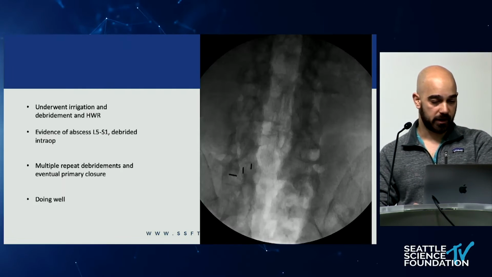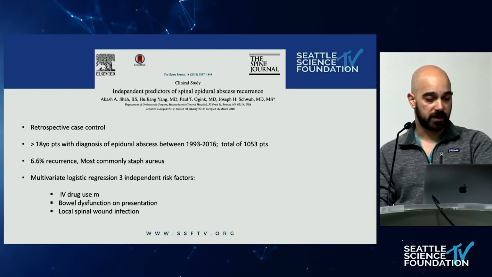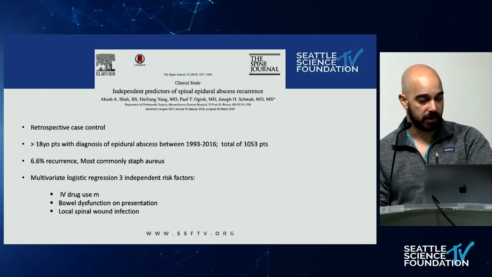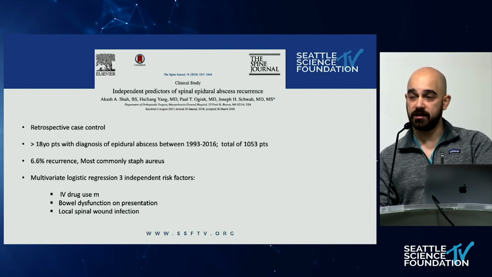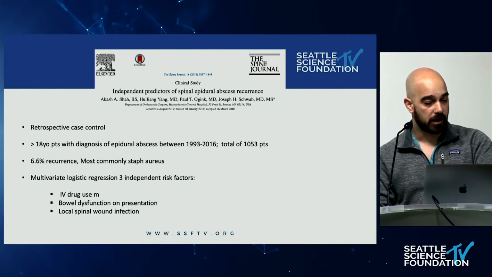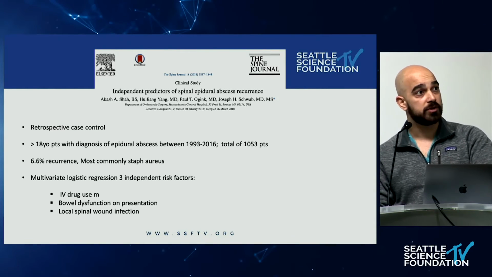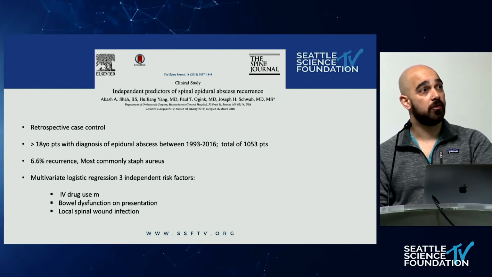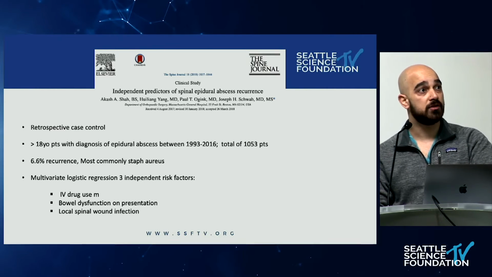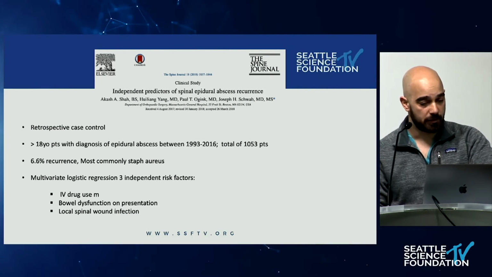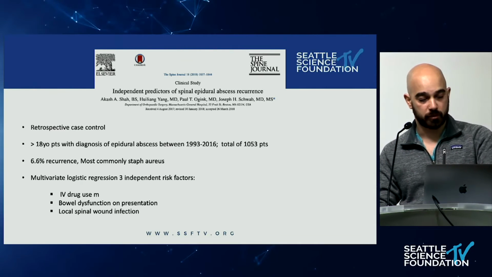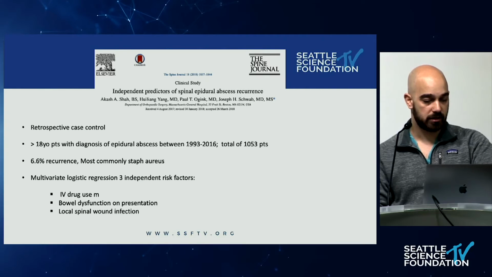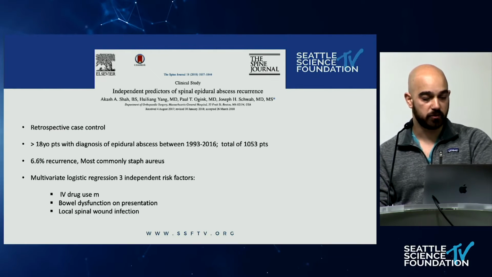In terms of literature review, this was a retrospective case control I was able to find in patients above the age of 18 with diagnosis of epidural abscess. They were able to identify 1,000 patients. The recurrence rate was about 7%, and most common organism was Staph aureus. They were able to identify 3 independent risk factors for recurrence of epidural abscesses, and there were IV drug use and bowel dysfunction on presentation on the initial abscess, and also local spine wound infection.